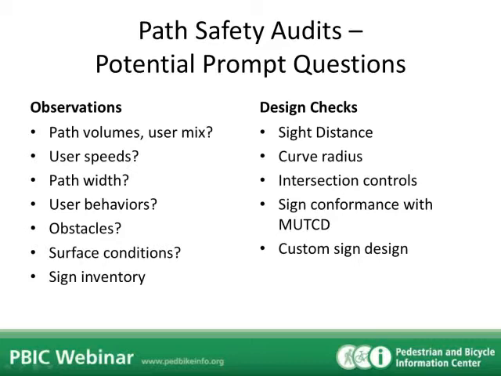The last webinar we talked about road safety audits to assess bicycle safety. You can also do a path safety audit, and a couple things you might be thinking about is observations. What are the mixes of users you have, the volumes of use, how fast they go, what are their behaviors, what are the surface conditions, and then you're also going to want to follow up and check, is the path meeting acceptable design criteria? Does it have signs that are in conformance with the MUTCD? Do you have custom signs? Do you have adequate sight distance at your intersection? So these are just some example prompts that you might want to ask if you're to go out and do a safety audit of a trail.